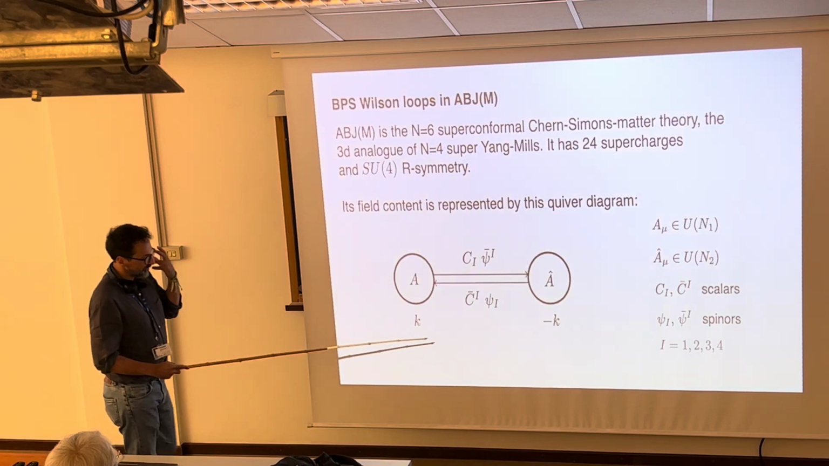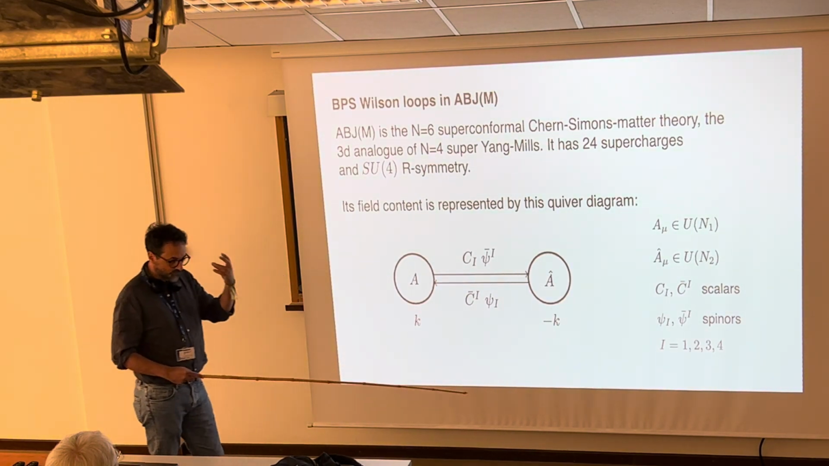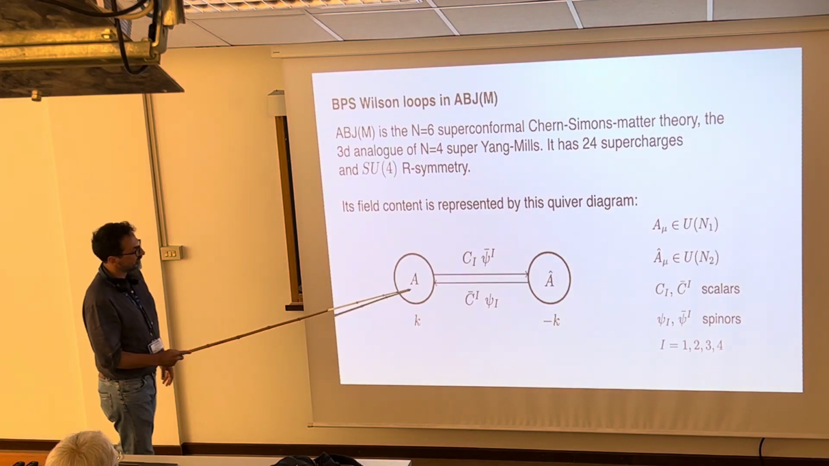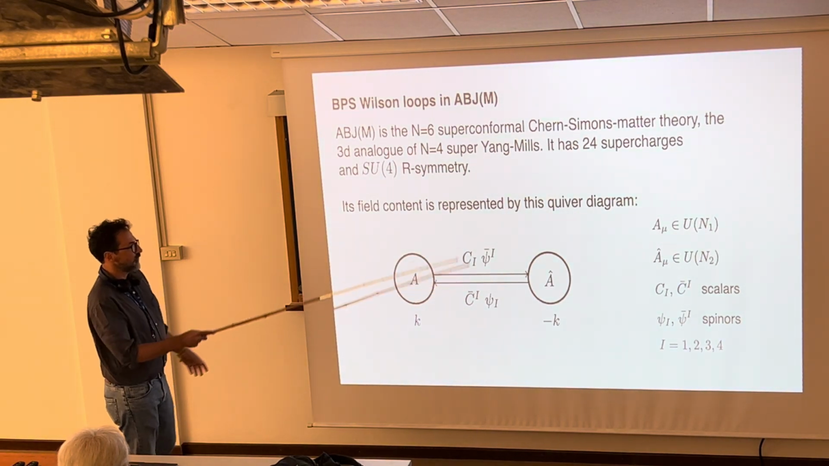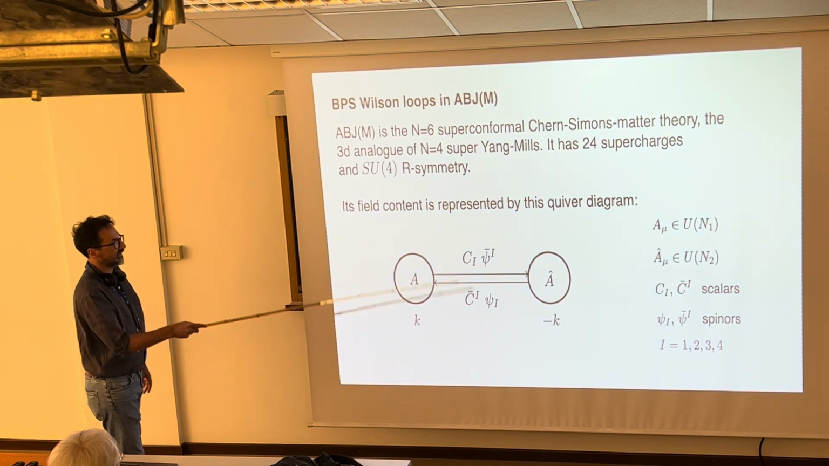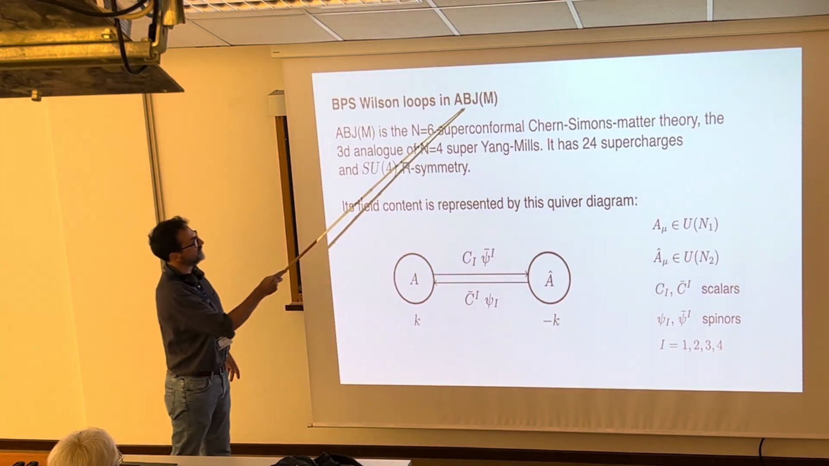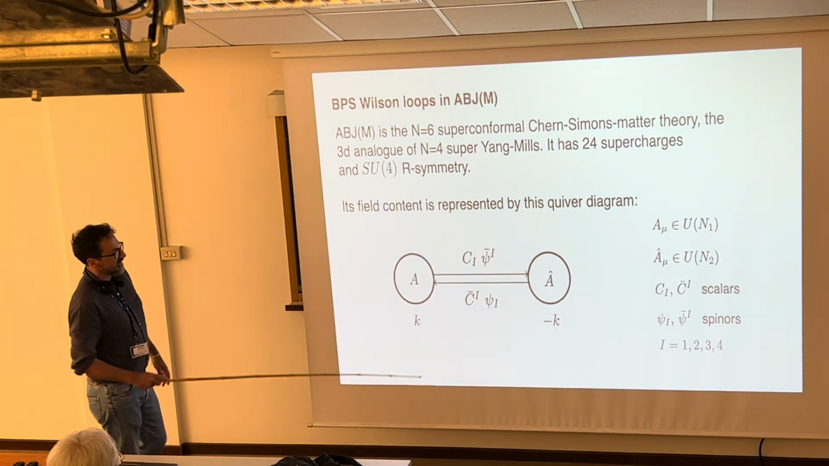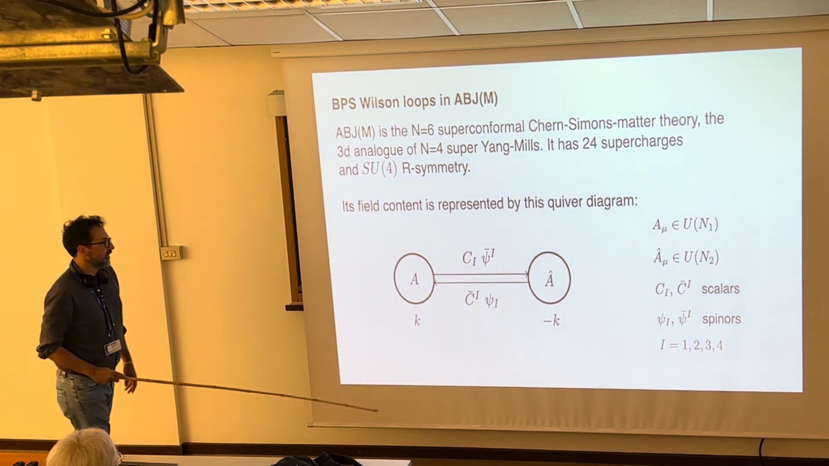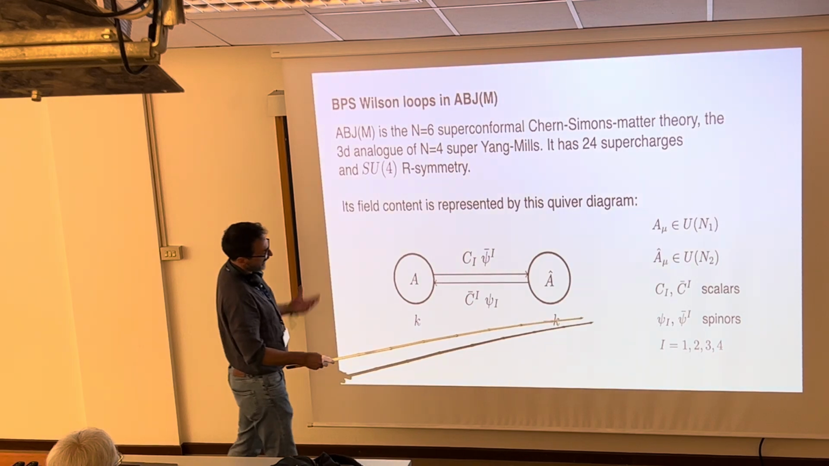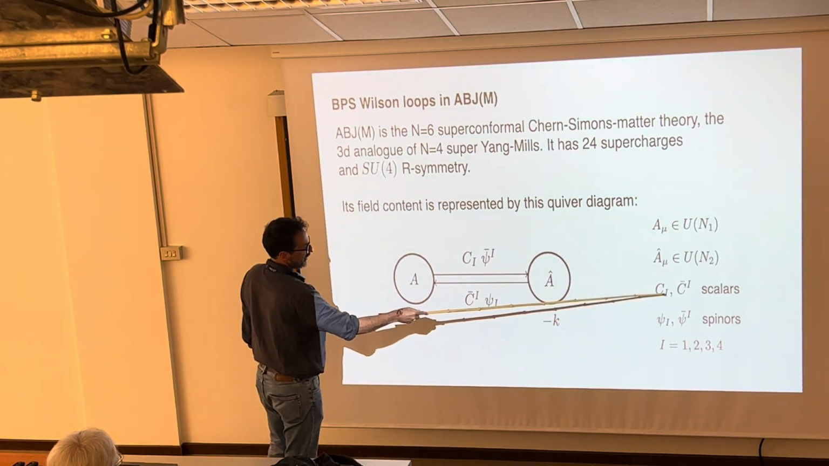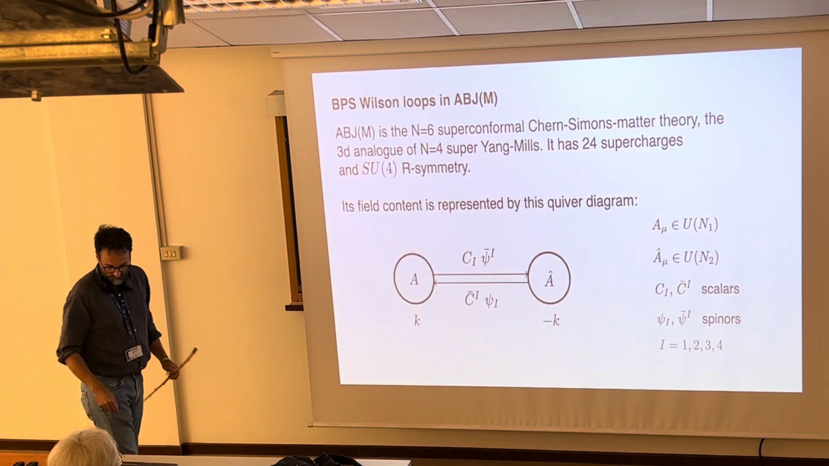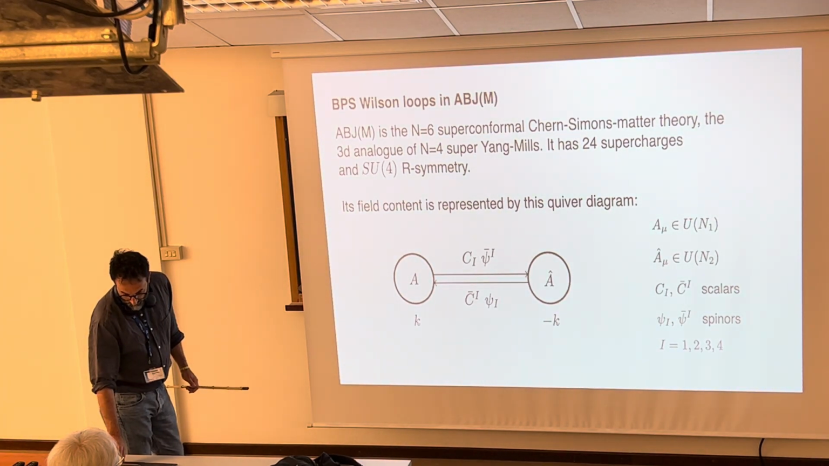So the fact that there is an underlying quiver diagram is going to be very important in order to find BPS Wilson loops in this theory. So we have 2 nodes with 2 gauge groups, A and A hat, with different ranks for ABJ, same rank for ABJM. And then you have scalars and spinors in fundamental representations and anti-fundamental representations, where this index I goes from 1 to 4, because it is this SU(4) symmetry index.